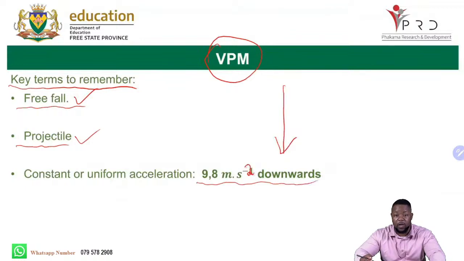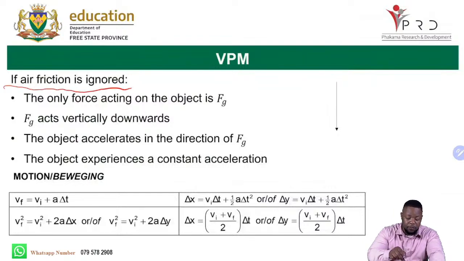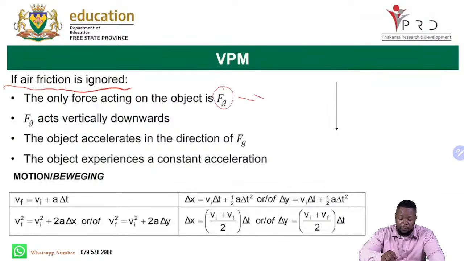Even if the object is going upwards, the same object is still accelerating downwards. It is very important to know that. Then air friction is ignored. We are talking about gravitational force being the only force acting on that particular object. Just remember that on the question paper, on the data sheet, this Fg is represented with the letter W. And this Fg is always acting downwards.